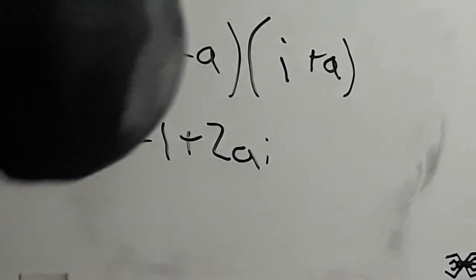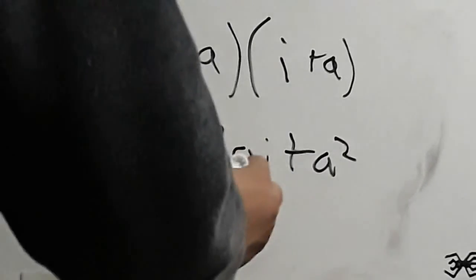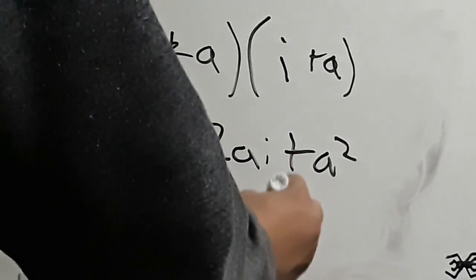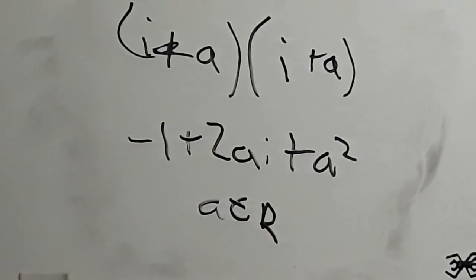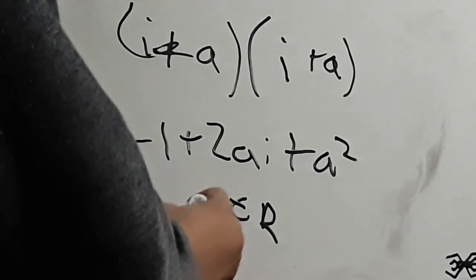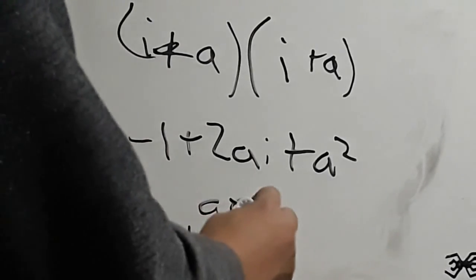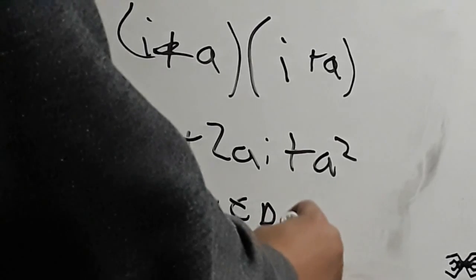And now you have A squared over here, so you pull that down. And we know that A is defined to be any real number. That is kind of a funky R. So since our i's just turn into real numbers, then let's just combine it real quick. So -1 plus A squared plus 2AI.